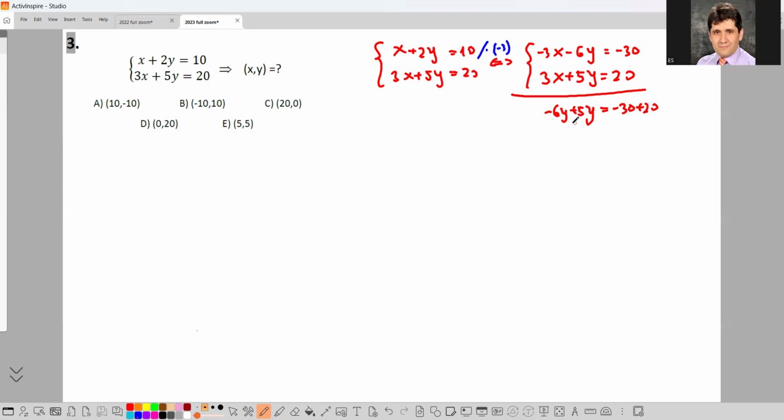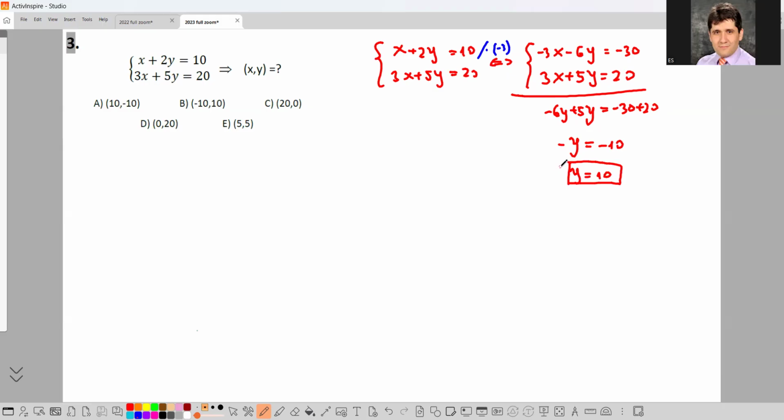And what's left? -6y plus 5y is -30 plus 20. So now this is a linear equation with one unknown, which is solvable. -6 and 5, that's -1, which we can just write -y, is equal to -20. -30 plus 20, it's -10. Which, after you multiply by -1 or divide by -1, however, you get that y is 10.